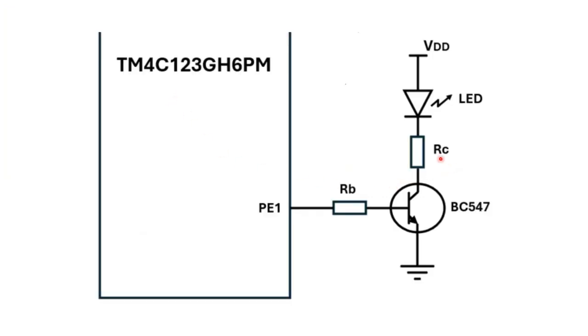So what is needed is a schematic like this, which consists of a transistor, which is a BC547. The collector is connected to a resistor, and the resistor is connected to LED, which is connected to VDD. The base is connected to port E bit 1, PE1 of the TM4C123GH6PM microcontroller.